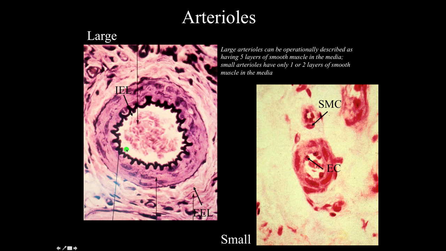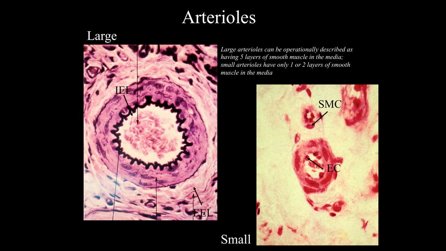In a large arteriole, you can still see the prominent internal elastic lamina. For the point of view of an operational definition for our course, we can generally say that large arterioles might have 5 layers, at most 5 layers of smooth muscle in the media.